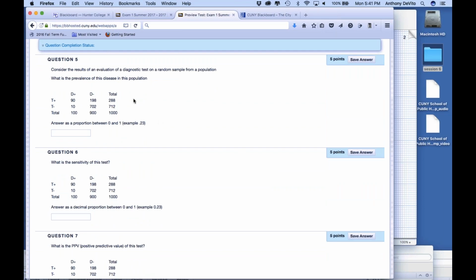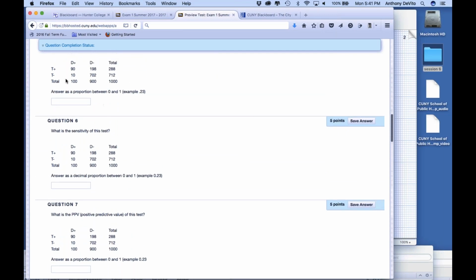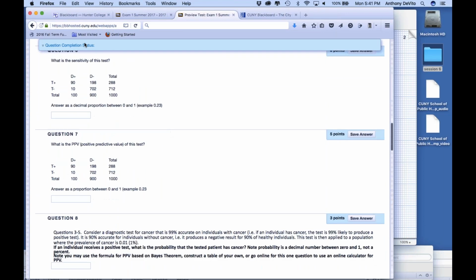Okay, now here's a simple diagnostic test. Consider results of evaluation of a diagnostic test on a random sample from a population. So this population has been randomly sampled. It turns out that out of 1,000 people that we sampled, 100 have the disease. So the prevalence in the population is going to be 10%. 100 is the total number of people that have the disease, whether they tested positive or negative. Everybody in this column has the disease, and it's 100 people out of 1,000 people total that were sampled.